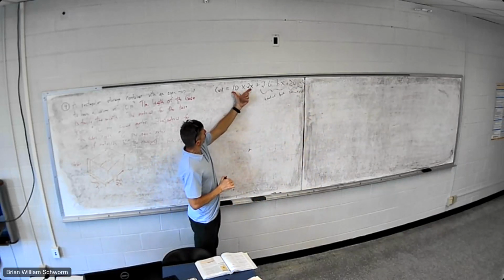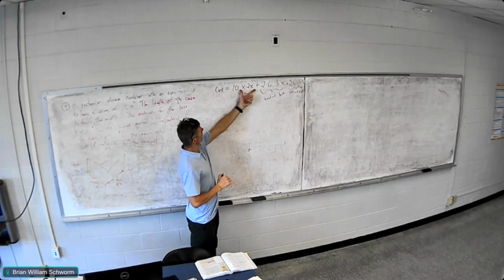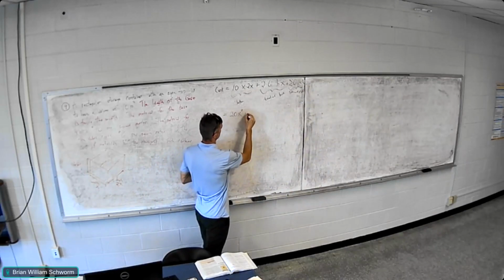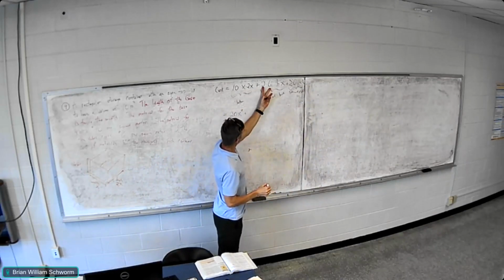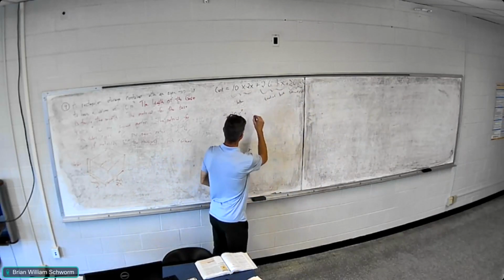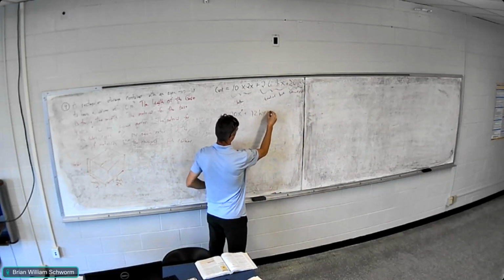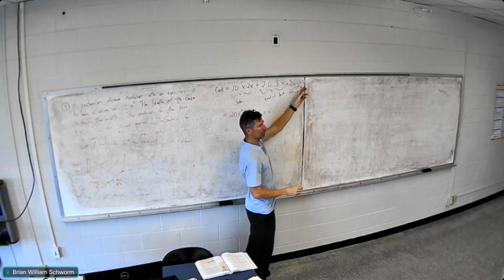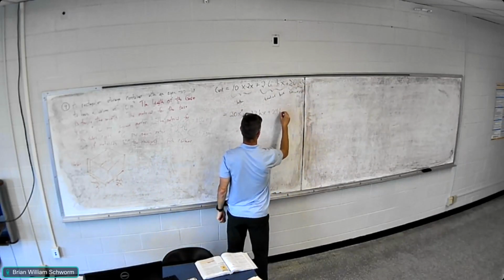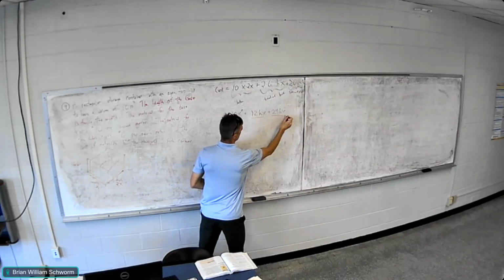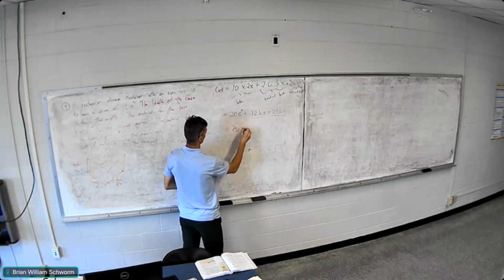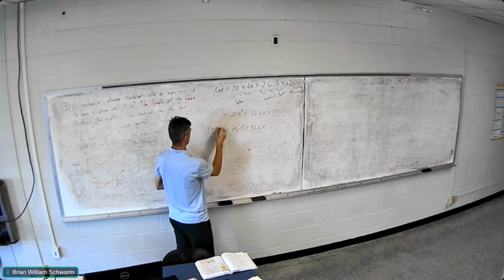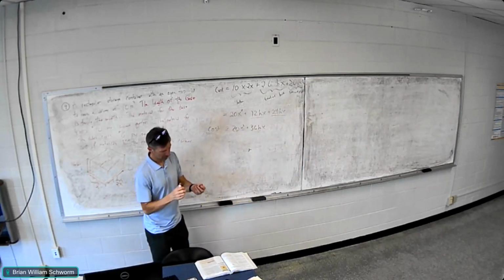So if I simplify things a little bit, that could be rewritten as 20x squared plus 12hx plus 24hx. I can combine these to make 36hx. So there's a formula for the cost.